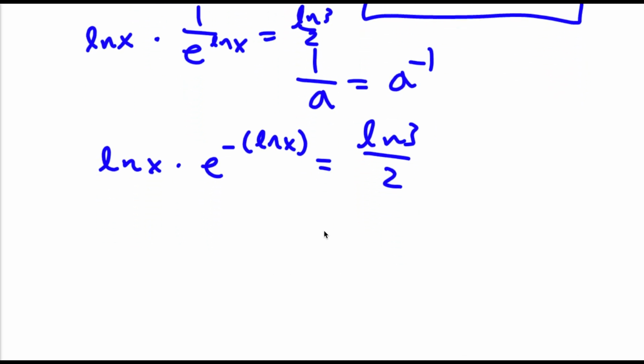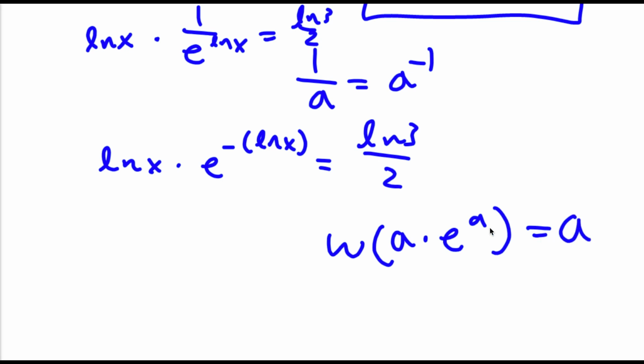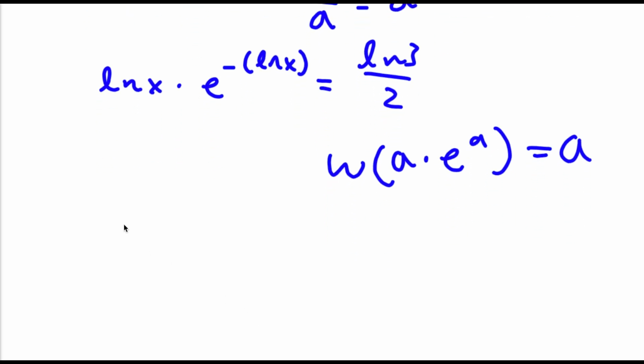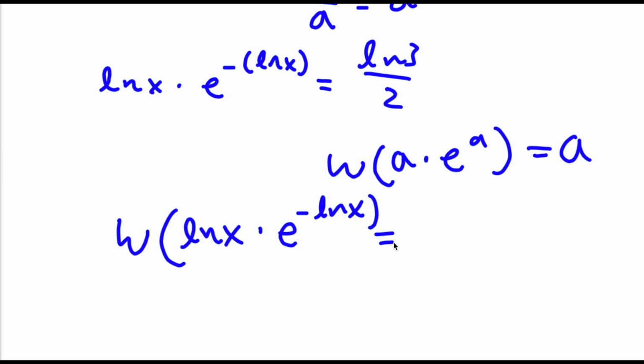Now if I take the Lambert W function of something that is in the form a times e to the power of a, this is simply equal to a. So now I will take the Lambert W function on both sides. So now I have W of ln x times e to the power of negative ln x is equal to W of ln 3 over 2.